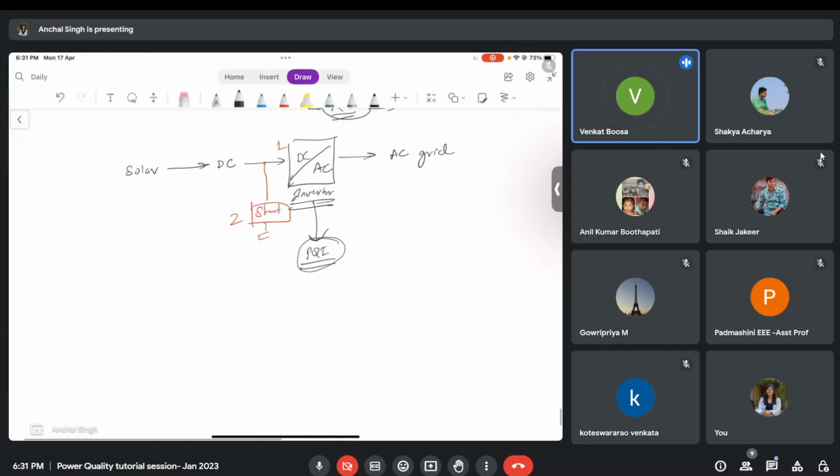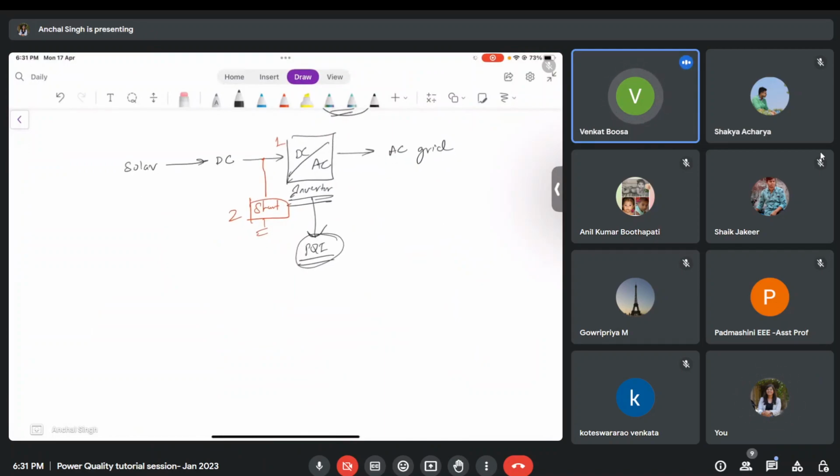Madam, yes, sir. Here you are using solar to DC, you are using a shunt compensation system, madam. If it is not solar, directly it is battery, you need not use any power quality improvement device, madam.